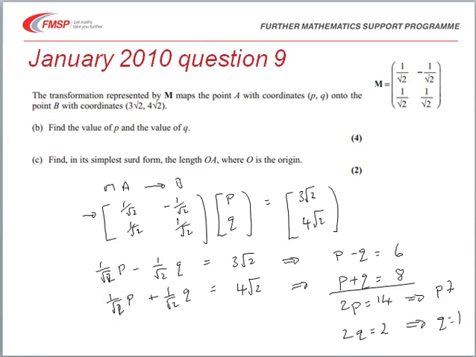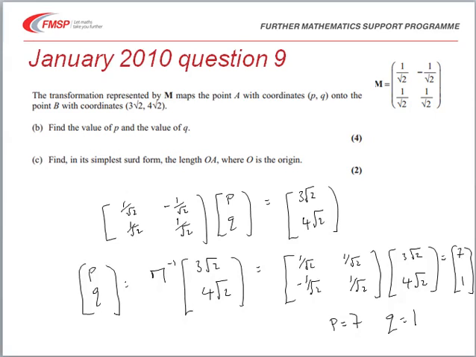Well, the mark allocation for this part of the question: 1 mark given for the approach, saying that we're multiplying the matrix by pq to give the vector for b. There's then a further method mark and accuracy mark for getting to this stage where we've got the two equations, and finally an accuracy mark for getting the answer p equal to 7 and q equal to 1.